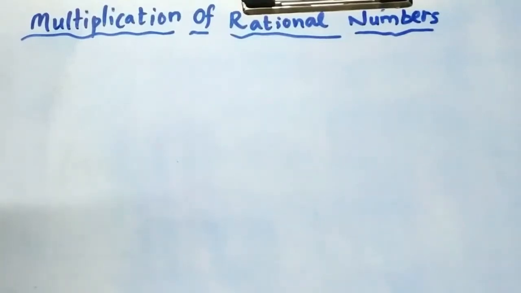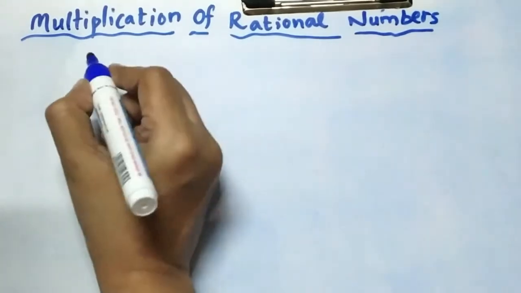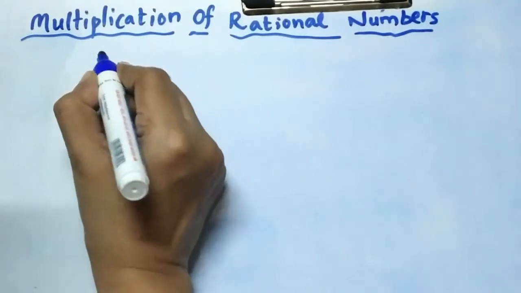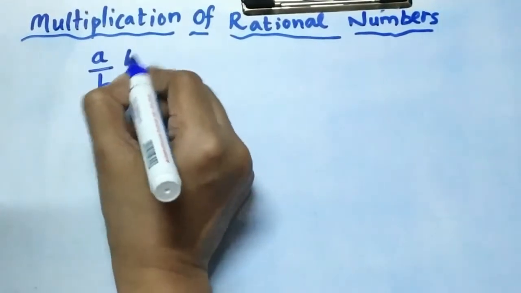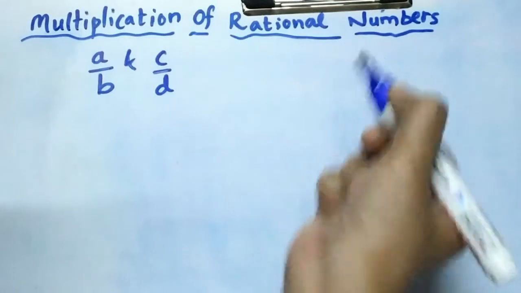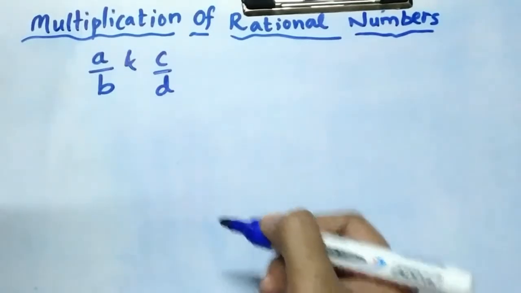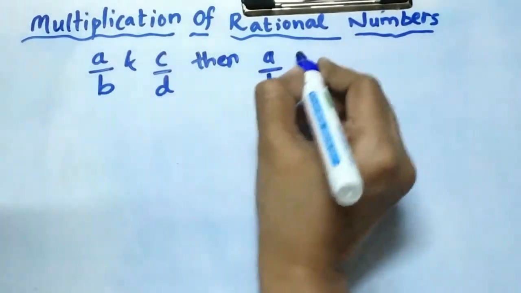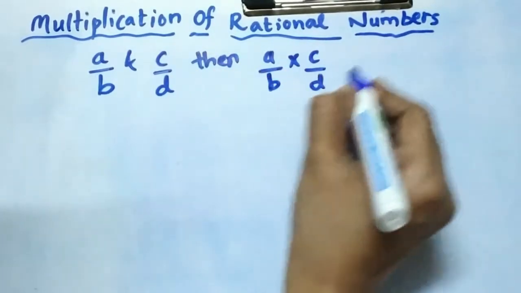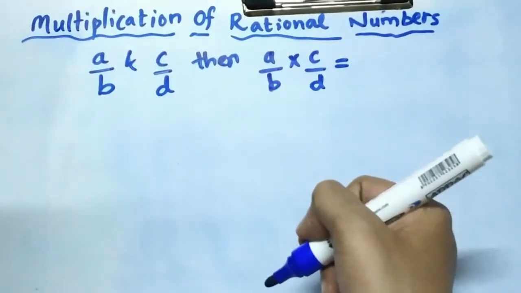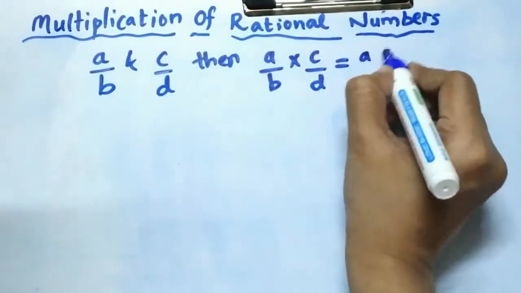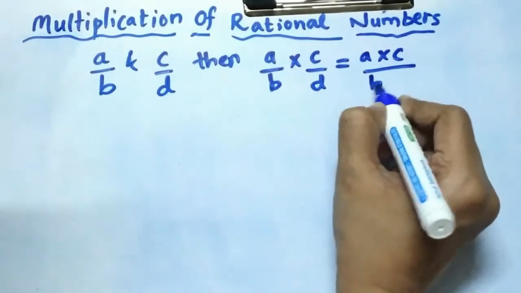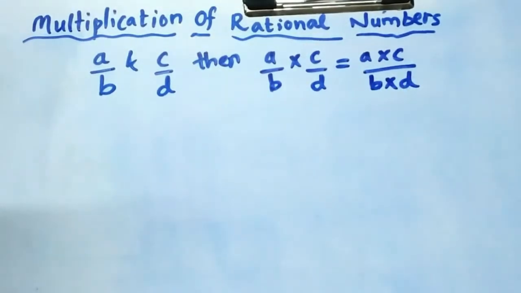Welcome back, dear students. So today we are going to see multiplication of rational numbers. Consider a by b and c by d are any two rational numbers. Then their product we can write as a by b into c by d. What we have to do is just take the product of numerators, that is a into c, and the product of denominators, that is b into d.